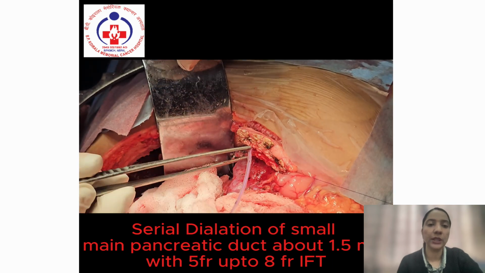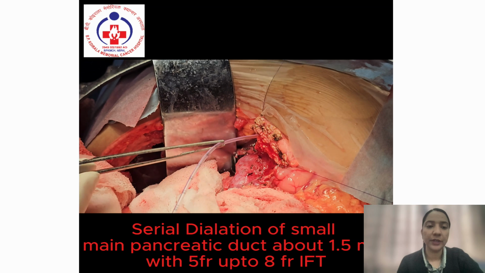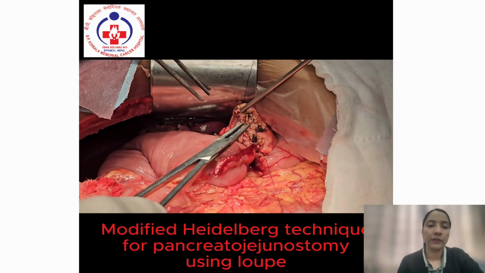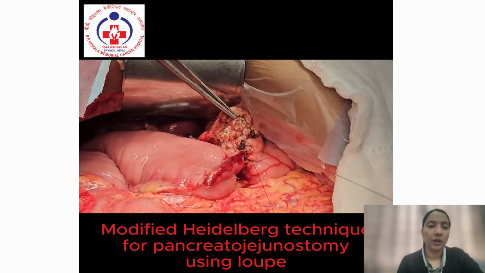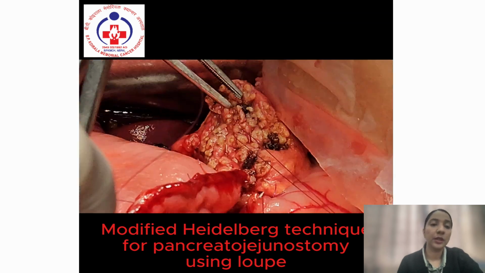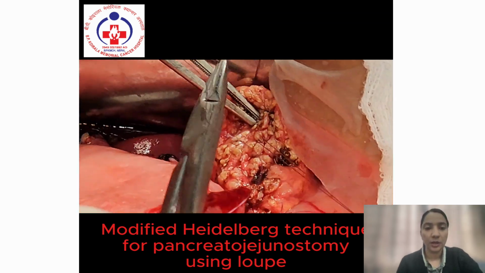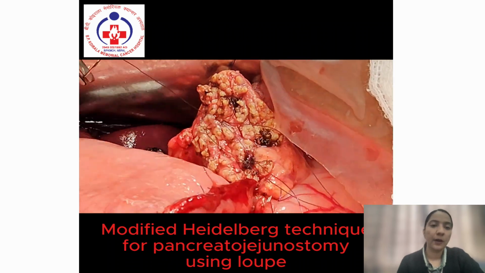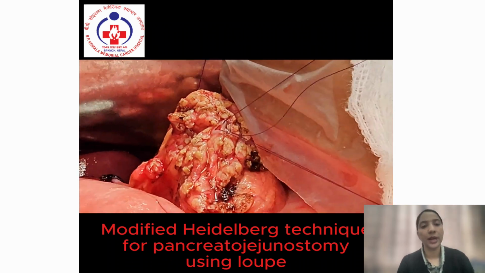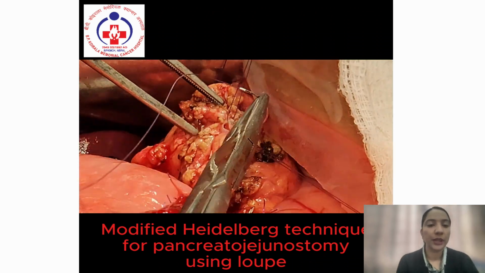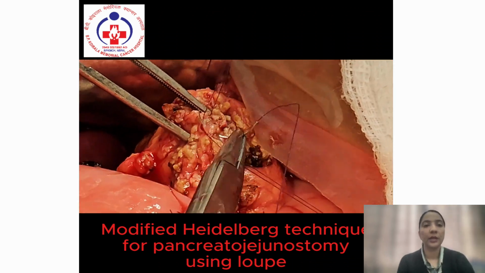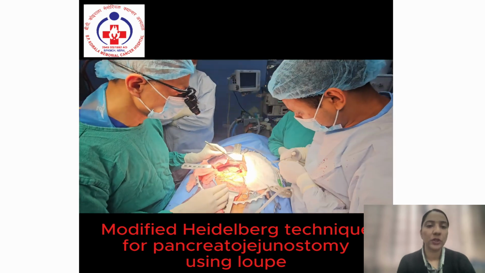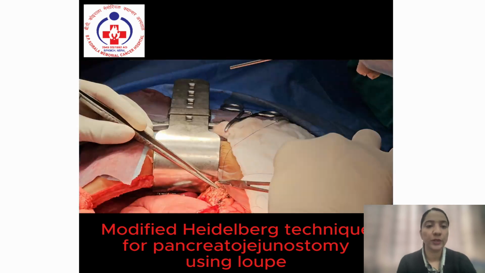and then we gradually increased the size of the infant feeding tube from 5 French to 6 French, then to 7 and to 8 French, keeping the infant feeding tube in the main pancreatic duct for about 2 to 3 minutes. After that dilatation, we start the modified Heidelberg technique for the pancreaticojejunostomy, and in this case we use the loupe for proper visualization of the duct and proper anastomosis.